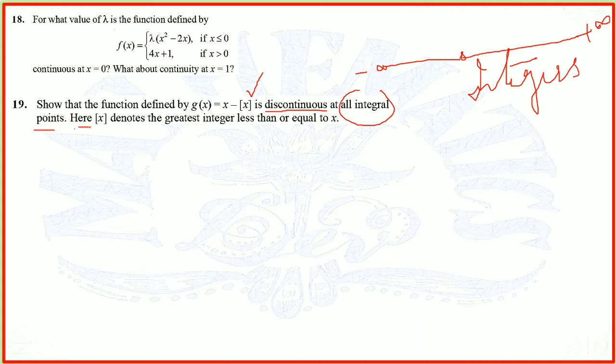Second, the definition is also given here. This x under these big brackets denotes the greatest integer function, which is less than or equal to x. Now, interesting thing is, once more I am explaining, less than or equal to what?